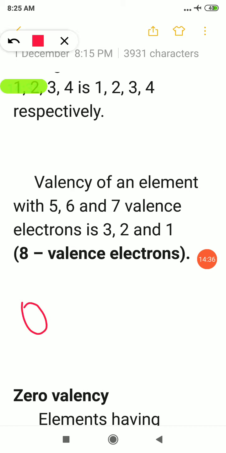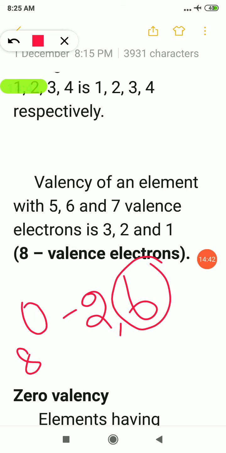Oxygen, its atomic number is 8, so electronic configuration is 2,6. Number of valence electrons here is 6, so 6 is not the valency of oxygen. We have to find out 8 minus 6, that is equal to 2. So the valency of oxygen is 2, which means oxygen can form a double bond with another species. It can form how many bonds? It can form 2 bonds.